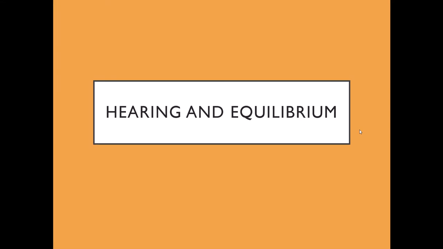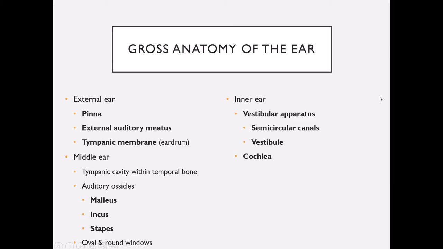Welcome to the next of our special senses. Just going to look at hearing and balance. The organs for hearing and balance are both located within the ear. So that's really what we're talking about today: our ears.